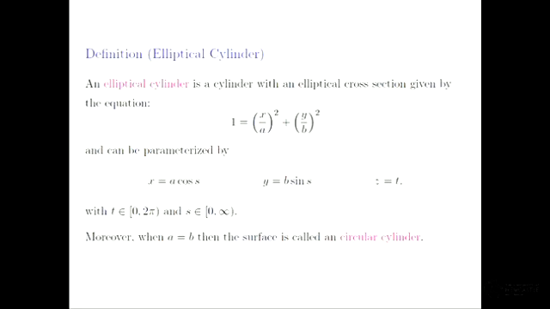So an elliptical cylinder is a cylinder with an elliptical cross-section given by the equation. Oh, so cylinder, not paraboloid now. Right, so again, imagine a cylinder. If you cut it, the typical one, you're going to be left with circles at all of these components. It turns out these elliptical cylinders can be parameterized by this: x equals a cos s, y equals b sin s, and z equals t. And moreover, if a and b are equal, we're left with a circular cylinder. So this is the Cartesian representation of a cylinder, and this is the parameterized version.